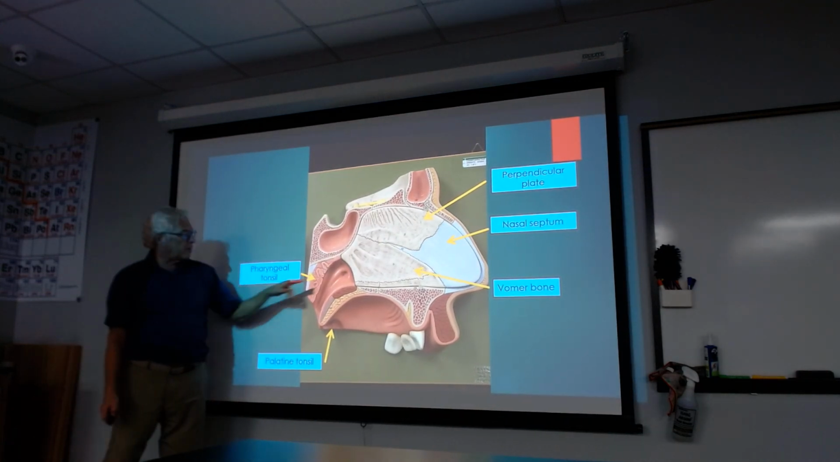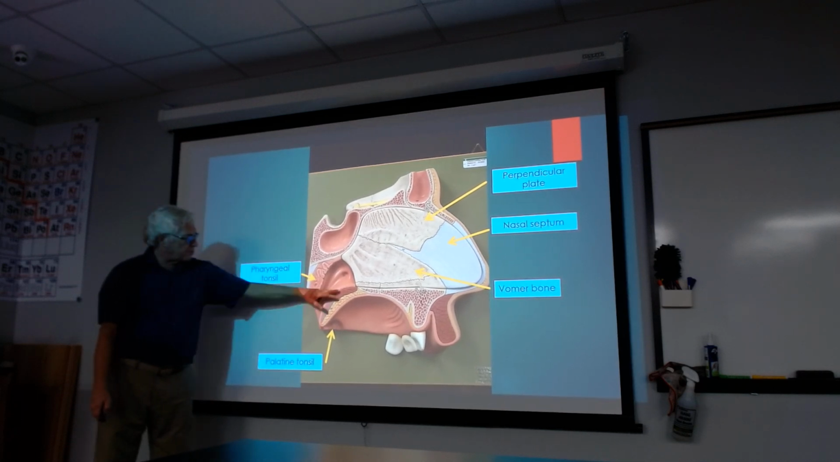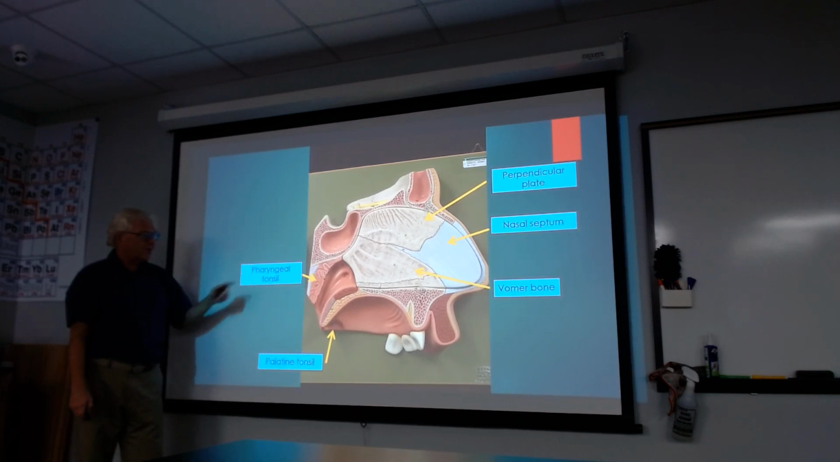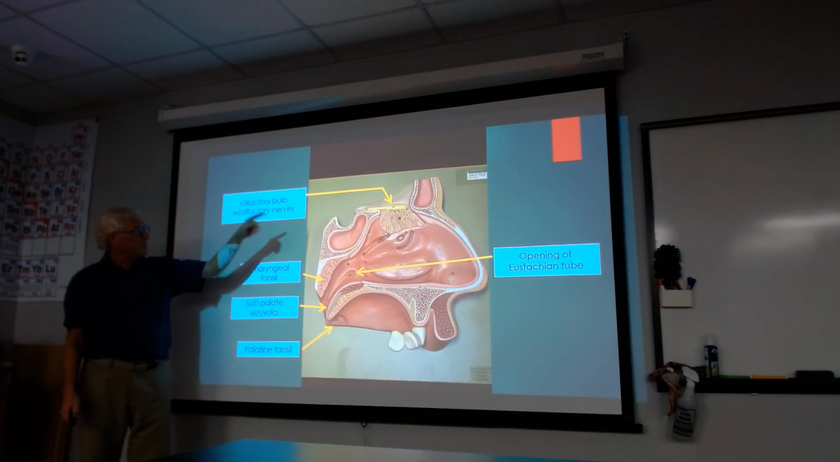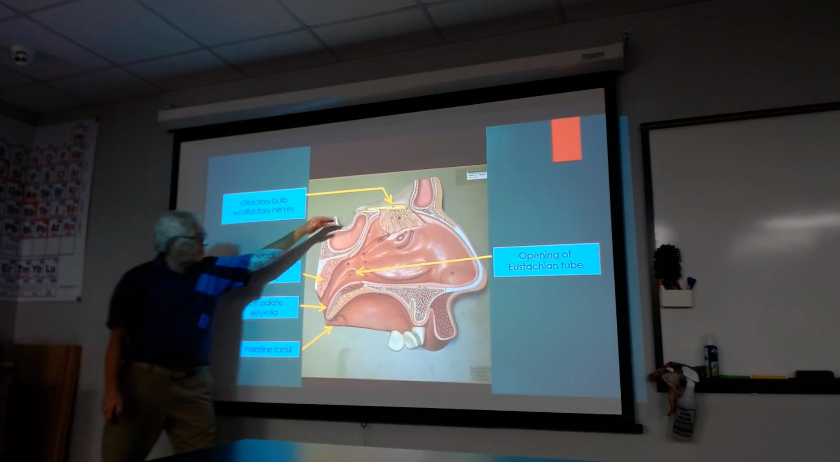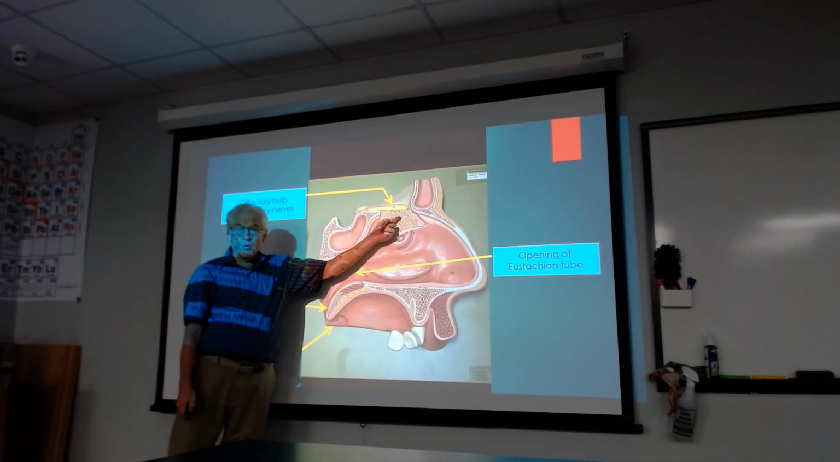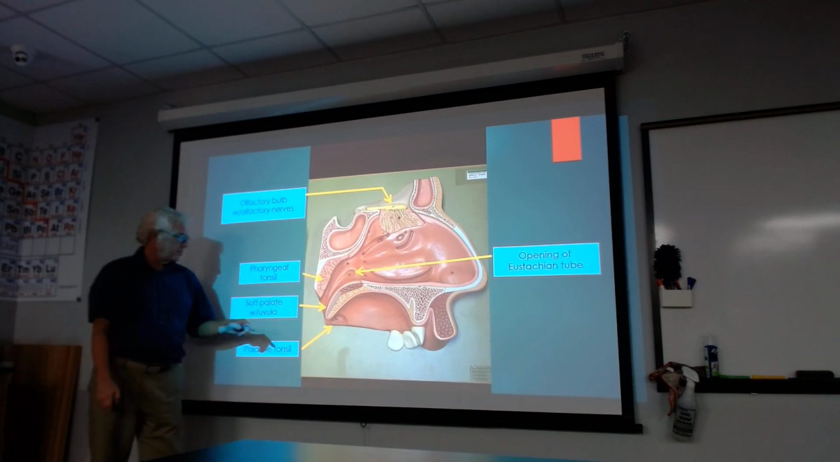And oh, looky here. That's the opening to your eustachian tube. Here's your uvula. Here is your palatine tonsil. Here is your pharyngeal tonsil. There is your olfactory bulb with the olfactory nerves coming down to the olfactory foramina in your ethmoid zone. Yeah, there's your eustachian tube. Okay?